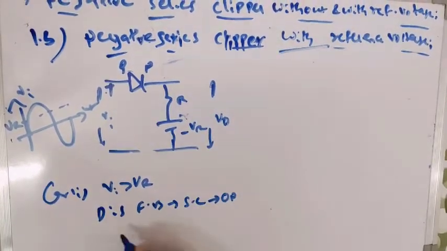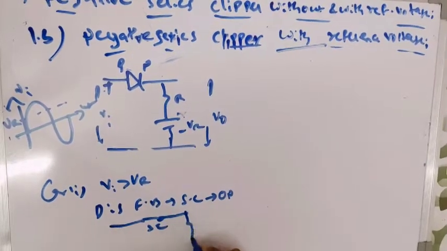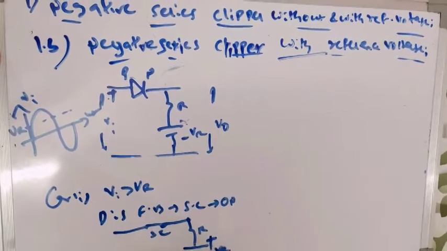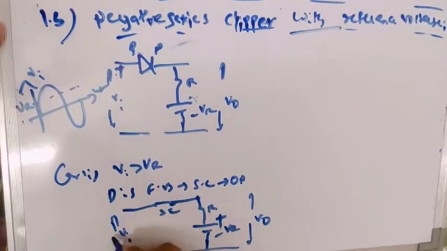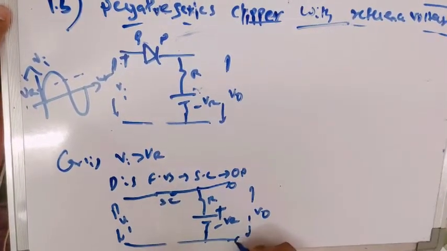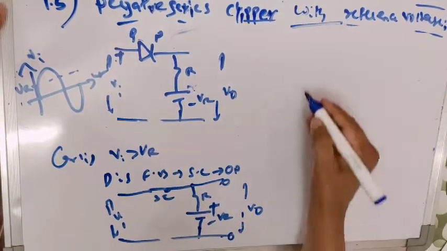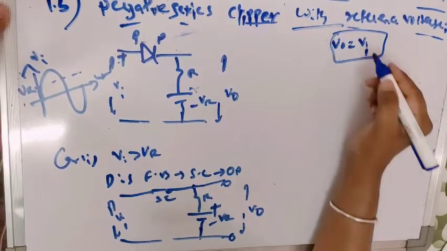Now during the forward bias, the equivalent circuit is short circuited, with the resistor and the reference voltage VR. The output will be taken across this, and whatever input we are applying here will come directly across the parallel terminals. The parallel terminals are nothing but the output terminals. Therefore output voltage V0 is equal to Vi, the output follows the input.